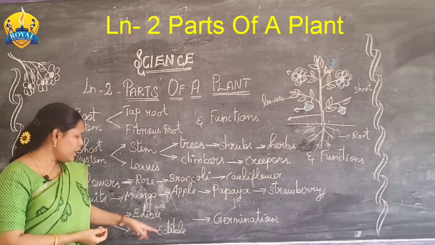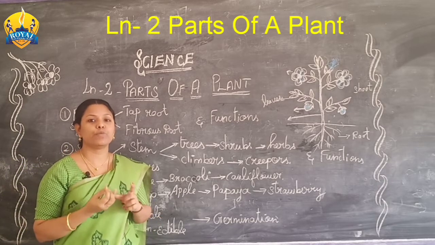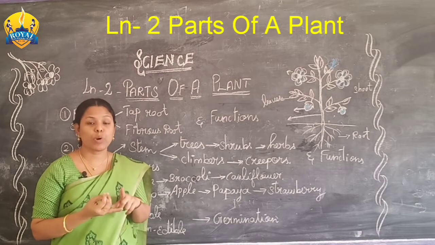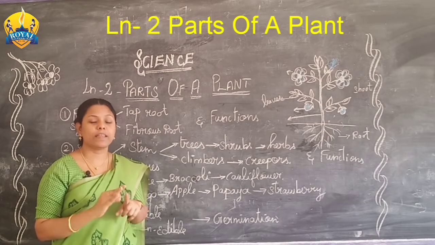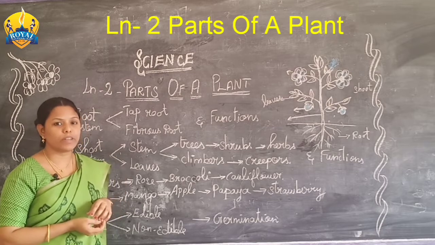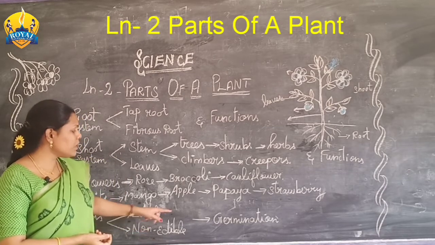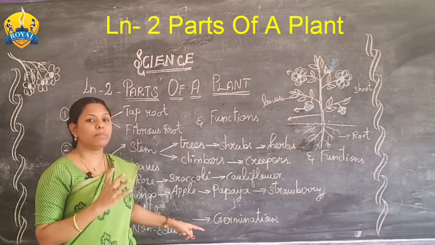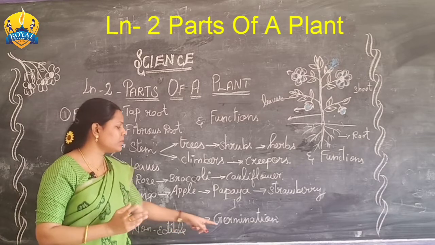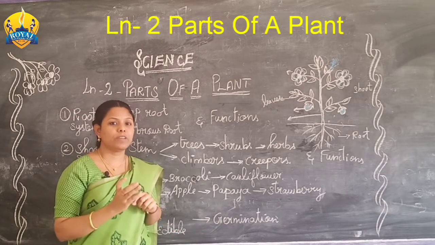Non-edible seeds are the seeds which we cannot eat. For example, apple seeds, orange seeds, lemon seeds. These seeds we are not able to eat. They are not suitable for eating. So those are the non-edible seeds. From the seeds only a new plant will come out. This process is called germination, the seed germination.